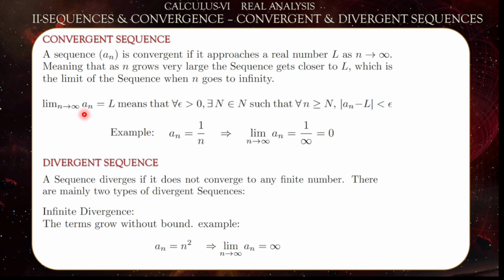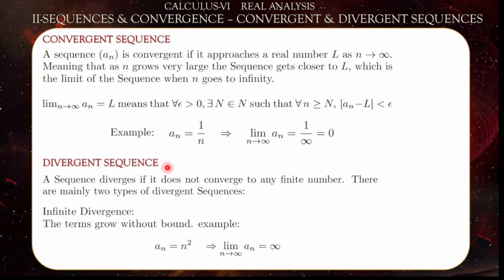So limit of an as n approaches infinity equal L means that for all epsilon greater than 0, there exists a number N within the natural numbers, such that for all values of n greater than or equal to capital N, that big number, |an minus L|, minus the limit, is less than epsilon. As an example, an equal 1 divided by n. Hence, limit of an as n approaches infinity is equal to 1 divided by infinity equals 0.